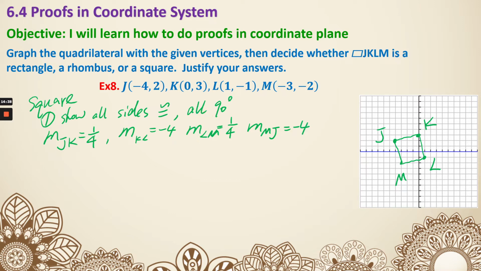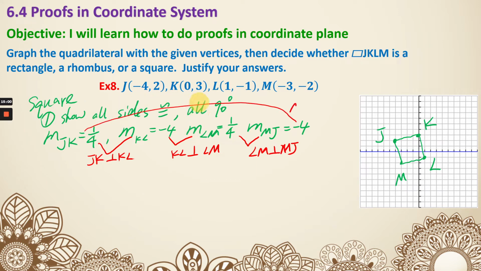And you're going to need to pair each one of them up. So these two together, I can show JK is perpendicular to KL. These two together, I can show KL is perpendicular with LM. These two together, I can show LM is perpendicular with MJ. And of course, these two together, I can show MJ is perpendicular to JK.